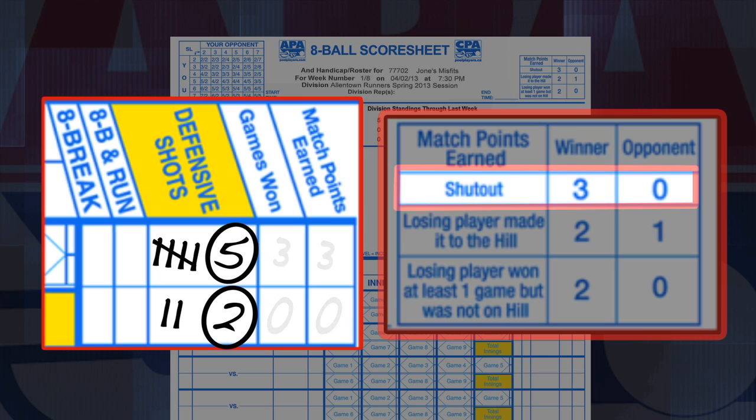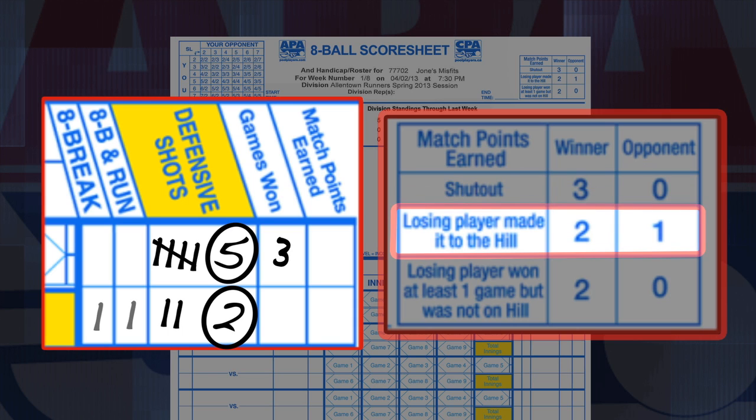If Steve wins, but Joe is able to make it to the hill, meaning he was only 1 game away from winning the match, you will mark a score of 2-1 in the Match Points Earned block. Steve earned 2 match points and Joe earned 1. By making it to the hill, Joe succeeded in holding Steve to just 2 match points while earning a point for himself.